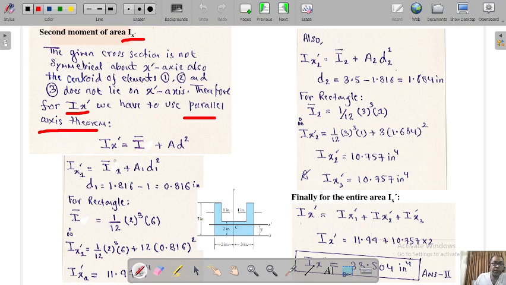So now what is the parallel axis theorem? It is again very simple. Ix dash is equal to the second moment of area at the centroid of the segment 1 plus area into d square. So what is he saying now? He says Ix dash 1 for segment 1, the second moment of area about the x dash axis for segment 1, will be equal to I1 plus area 1 into d1 square.